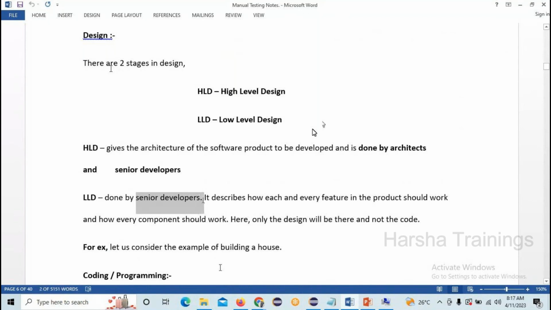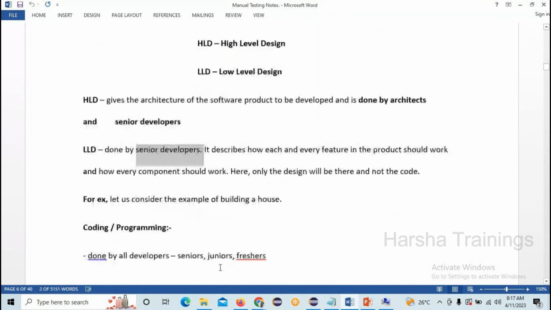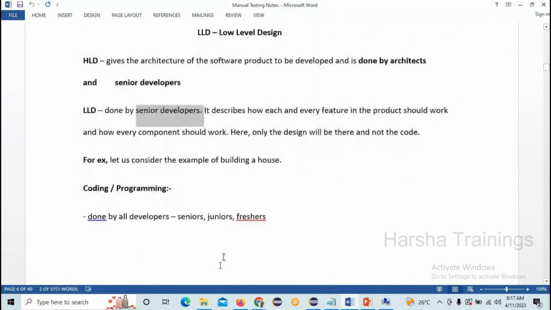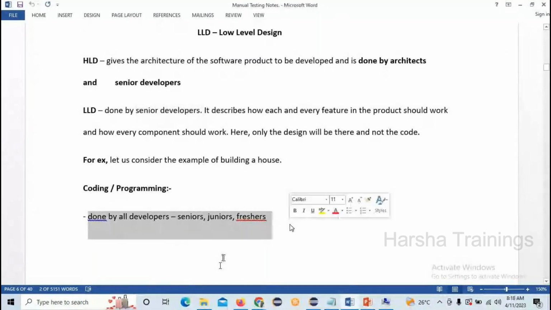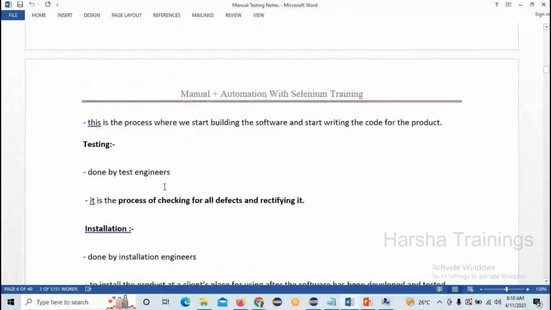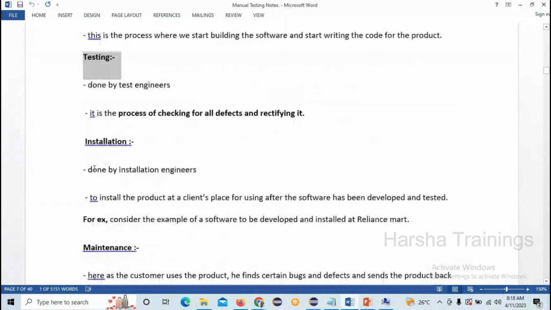Okay, and what is the next one after design? Coding. Coding is done by all the developers: seniors, juniors, freshers, and everyone. Once coding is done, testing will start immediately. It is done by the test engineers, the process of checking for all defects and rectifying them. Once the testing is done, we are going to start installation, which is nothing but deployment into the cloud servers.